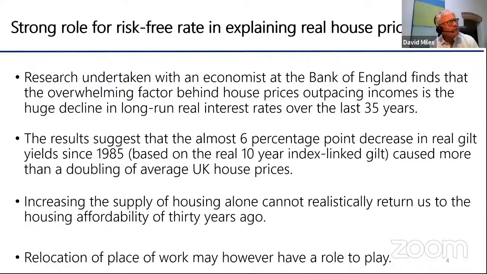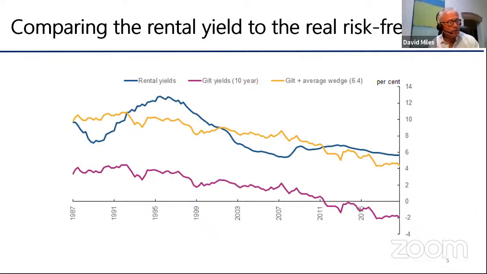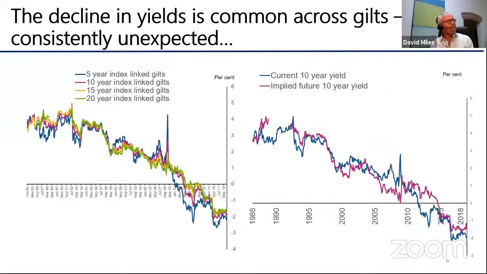And what we found is that if you want to try and understand why house prices have gone up so much more than incomes, you might have thought that, well, on average, house prices should rise in line with incomes. Rents tend to rise in line with incomes, but house prices have risen so much faster. Why did that happen? The single biggest factor we find is the dramatic fall in real interest rates.